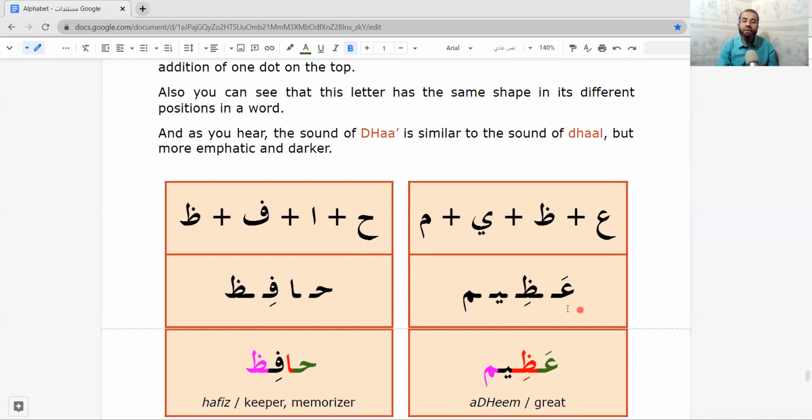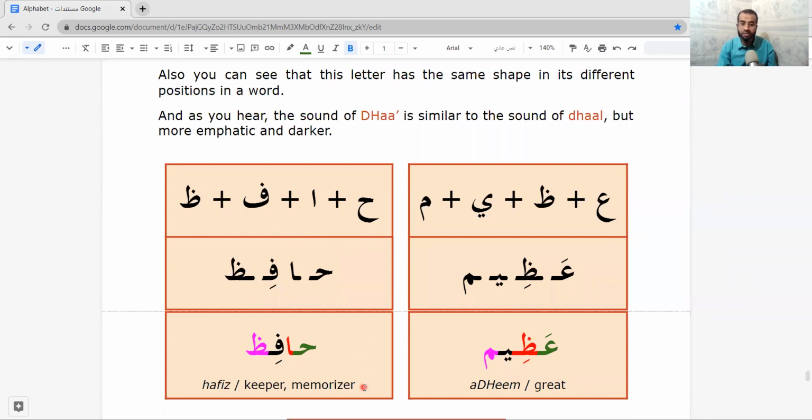So say عظيم. And this one, حاء, ألف, فاء, and ظا. حافظ. Keeper or memorizer. The one who keeps something or who memorizes something. حافظ. The va here is at the end.